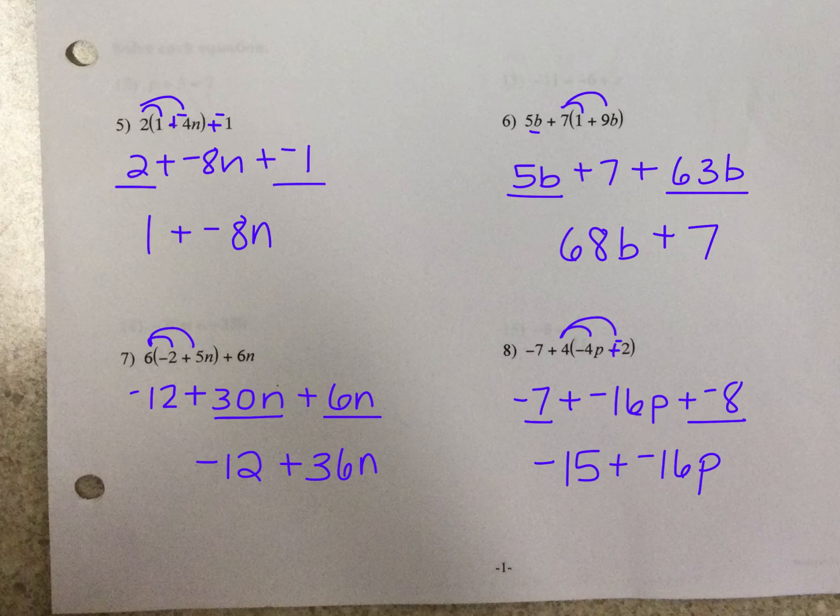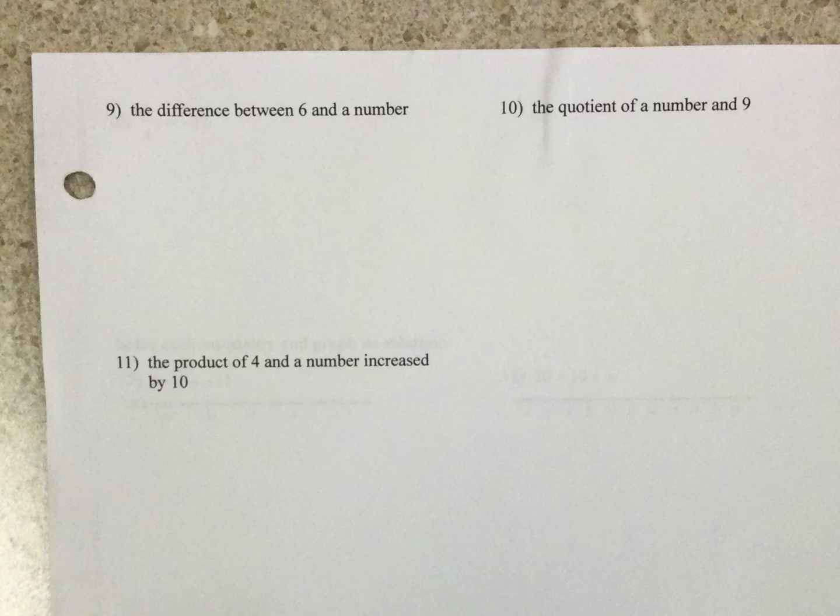All right, let's turn over to the back of this page. We're going to take words and make them into problems. The difference between 6 and a number. Well, I know that difference means subtract. I see the number 6, and when we see a number, we're going to pick a letter. I'm going to pick a K. So I got a 6 and a K, and the difference between them is what I get when I subtract them.